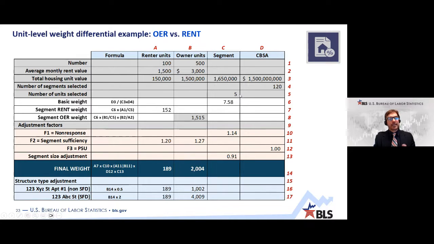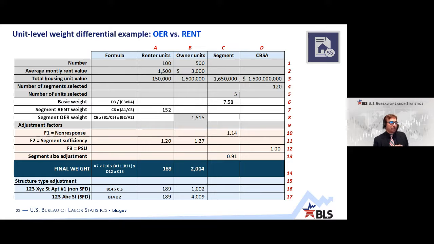And so from here, you can sequence down with all of these factors. I'm not going to spend the time discussing what they mean during this webinar, but you end up with a final weight, and this is quantity. So for the rent index, each housing unit in this segment is representing 189 other rental units. But for OER, each housing unit selected represents a little over 2,000 housing units. So this sets up the scenario where the unit level weights can be different. And this is the way it was prior to January 2023.